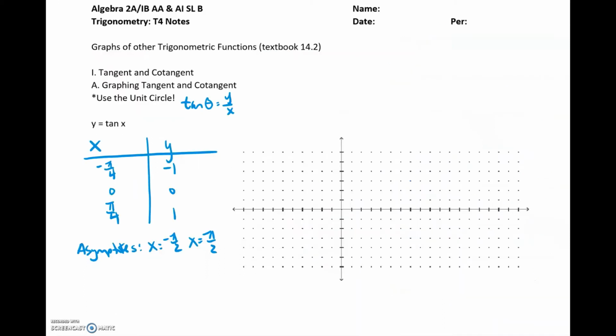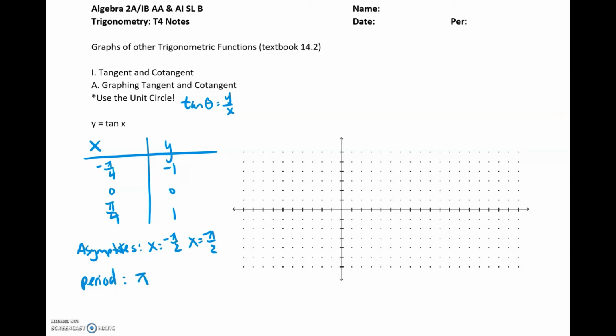All right, so I just took that information from the unit circle we were just looking at and cleaned it up a bit. So really I have 3 key points to graph: negative pi over 4 comma negative 1, 0 comma 0, pi over 4 comma 1, and then 2 asymptotes I got from quadrant 1 and quadrant 4 of the unit circle. So that creates one full period because our period goes from asymptote to asymptote. What's interesting about this is a full period is actually just pi for tangent.